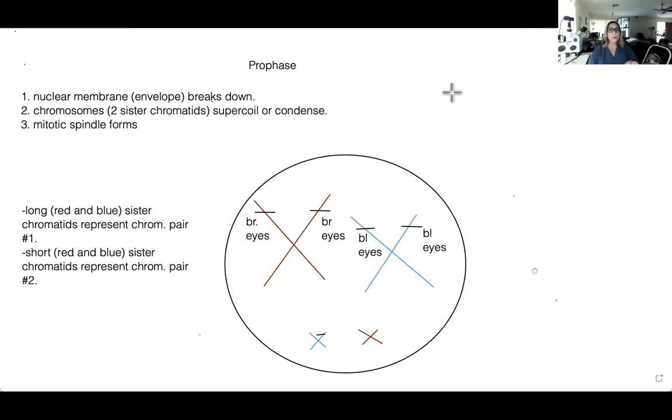So the long blues are homologous to the long reds. The short blues are homologous to the short reds. So long blue sister chromatids are homologous to long red sister chromatids. And the same holds true for the short ones. The long ones represent what would be chromosome pair number 1. The short ones represent what would be chromosome pair number 2.